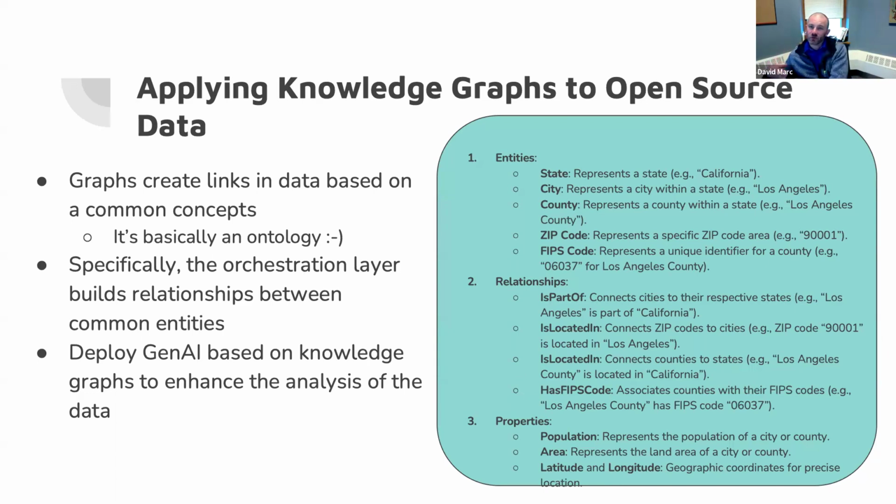And then you have properties for those different entities and maybe the different relationships. So a population is the number of people living in a particular area. Well, what is the population of California? What is the population of Los Angeles? What is the population of a zip code? You have the area, which represents the land area, like the density of the population, or even the boundaries of that geospatial area. Latitude and longitude give you the geographic coordinates for a precise location that could be aligned with those different entities. So that's how knowledge graphs in open source data, as a very high level example, can be used.